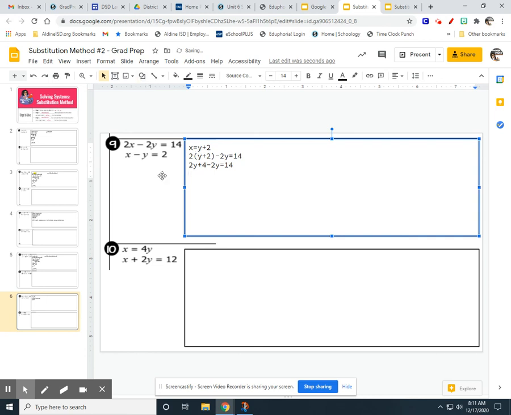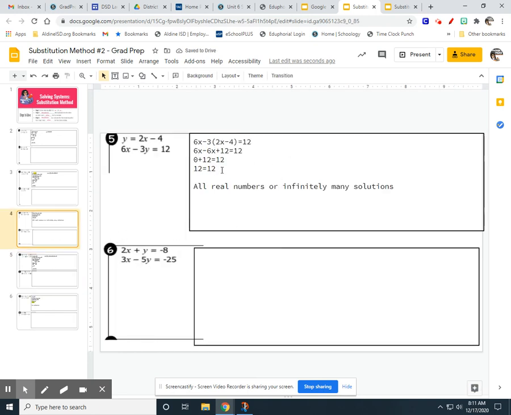Combine your like terms, the 2y and the minus 2y is going to be 0. Plus 4 is equal to 14. 0 plus 4 is 4. 4 equals 14. That cannot happen, so there is no solution to this system. Remember, the most important thing is if they come out like this, they don't equal each other, then that means no solution. If they come out like we have over here where they do equal each other, then that's how we know they'll be all real numbers.